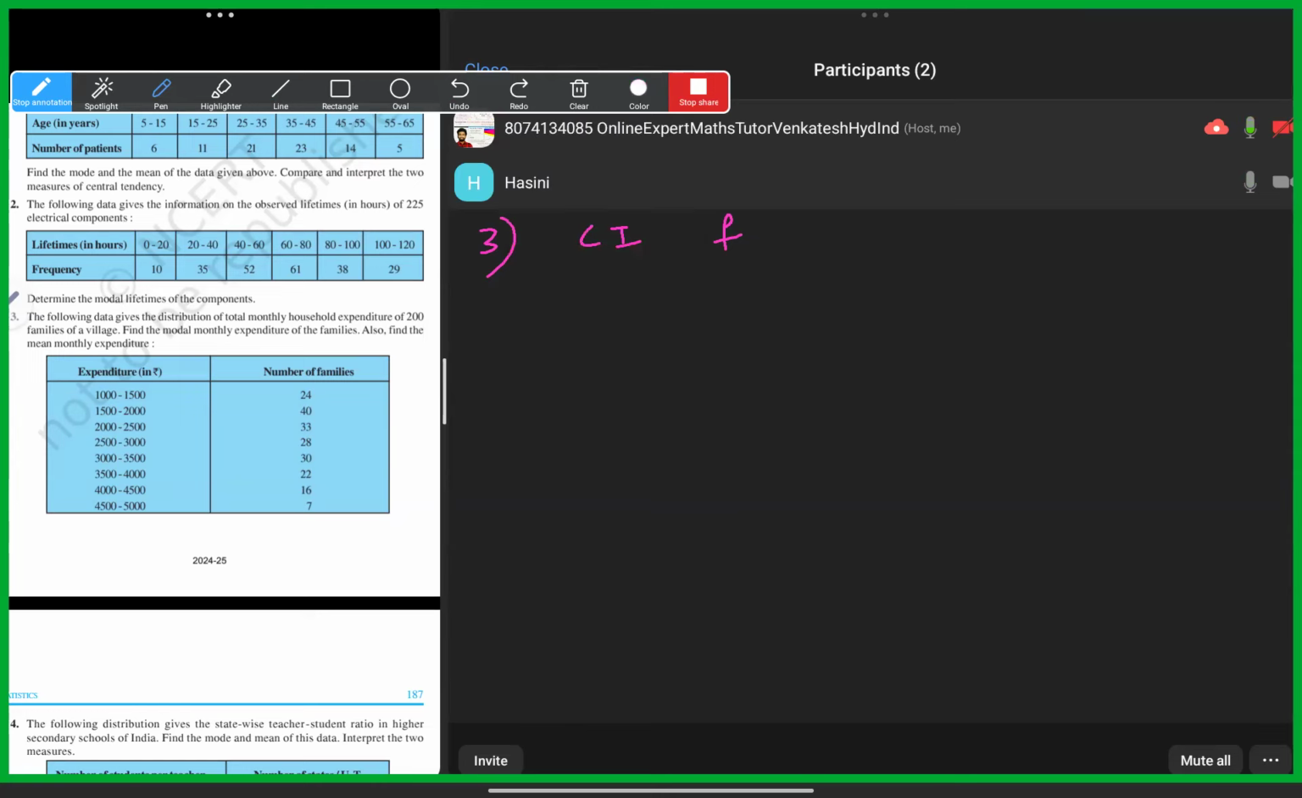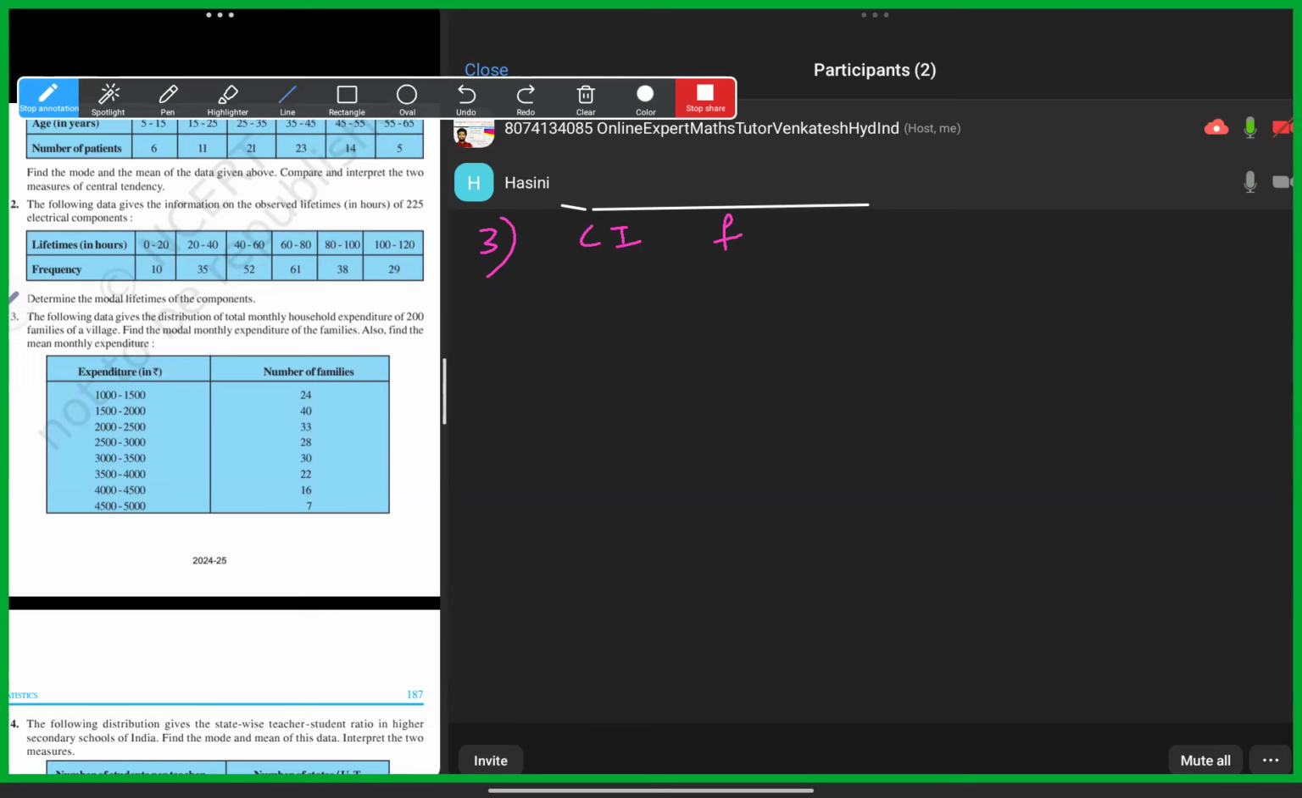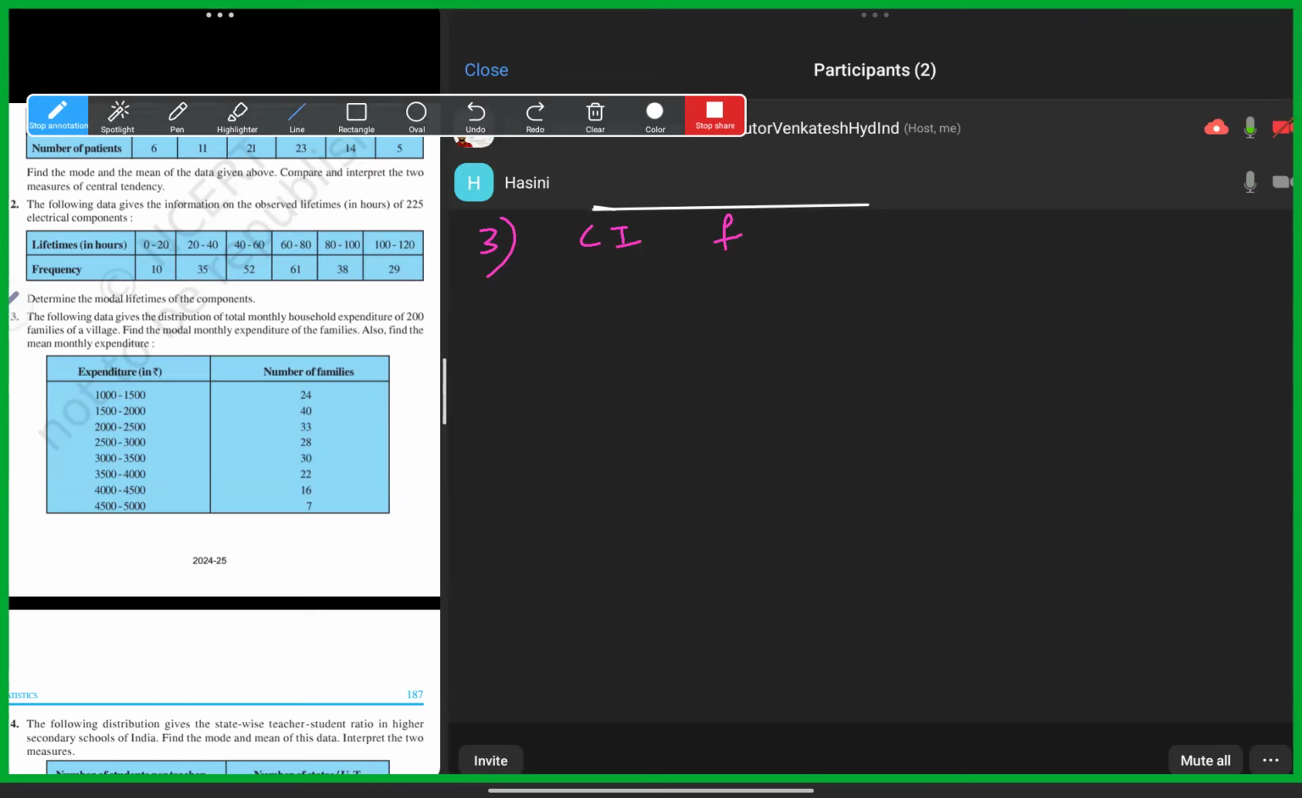Okay, Hasmi, as homework, because in the same way which we did earlier, mostly we will not go for the direct method. Step deviation is better for mean. Okay, sir. If you want, I will show both for this sum. Yes, okay, Hasmi. So I'll draw this table smaller, Hasmi, so that I'll use the remaining space for the sum.